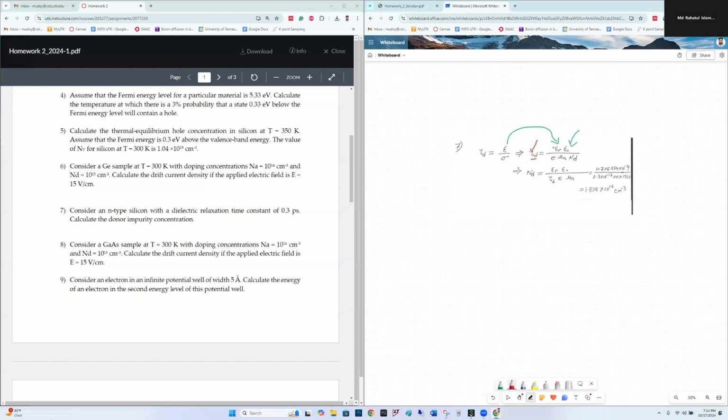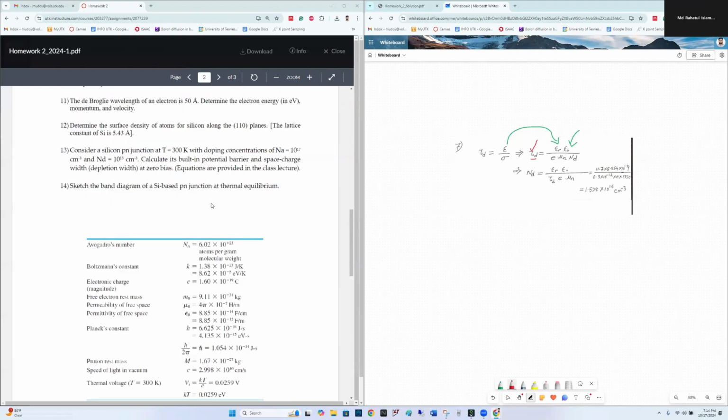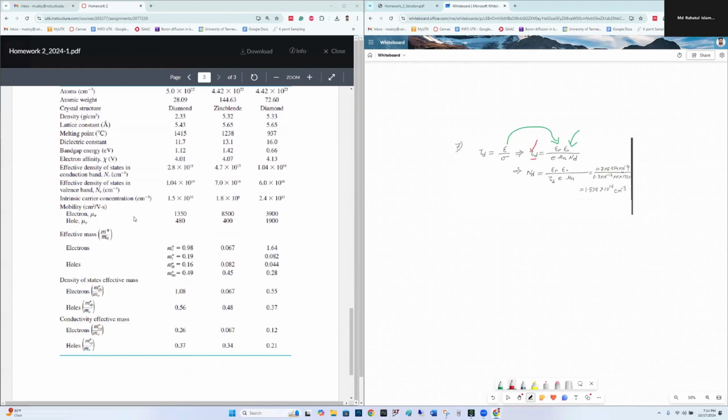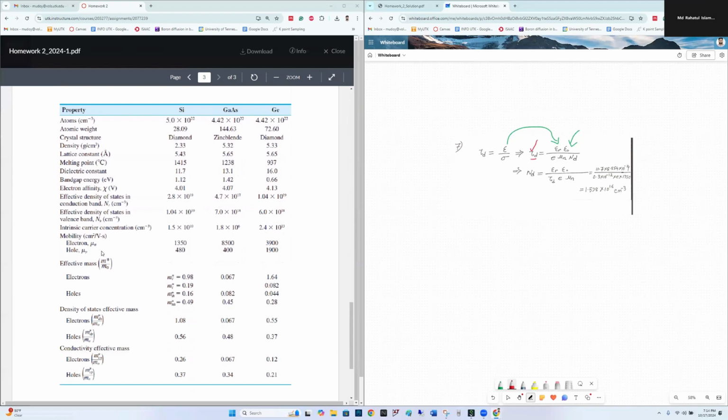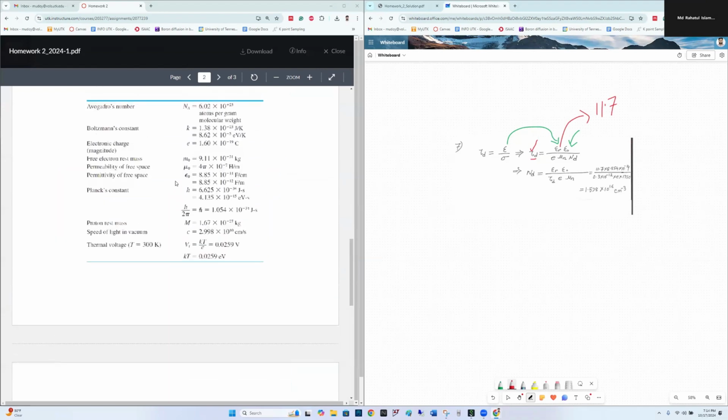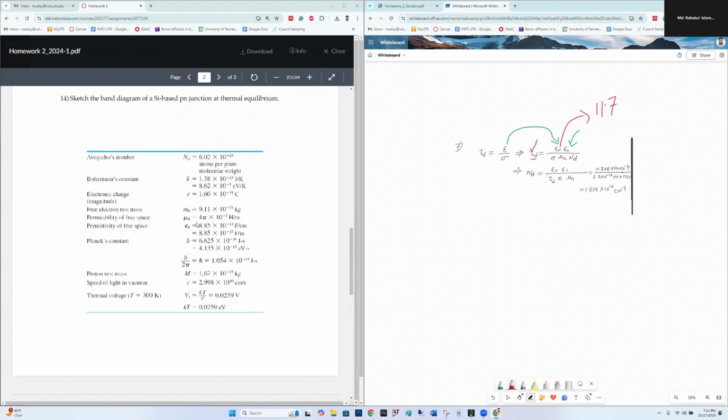So let's go to epsilon r. What is the value of epsilon r, the relative permittivity or dielectric constant? That is given in the table. Yeah, here it is. The dielectric constant is 11.7 for silicon. Now this problem is for silicon, so we will take this value 11.7 as epsilon r. And what is the permittivity in free space? This is also given in the table, which is epsilon naught, as you can see, 8.854 or 8.85 times 10 to the power minus 12 farad per meter.